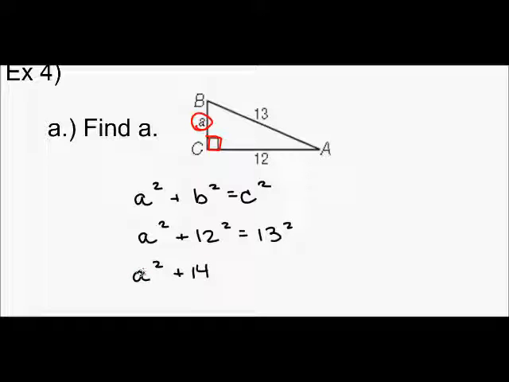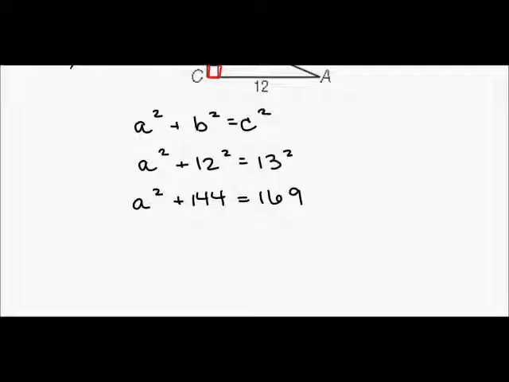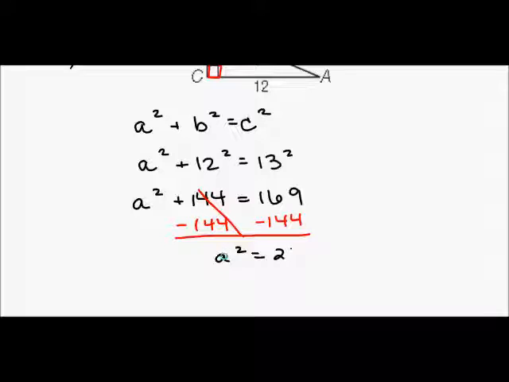12 squared is 144. 13 squared is 169. Now we're going to subtract 144 from each side. A squared equals 25. To get the a by itself, we need to square root. Remember that square and square root are opposites that undo each other. So a equals 5. If you wanted to check this, you could go back up here, plug in your 5, and put your 12 back in there and see if you get a 169.